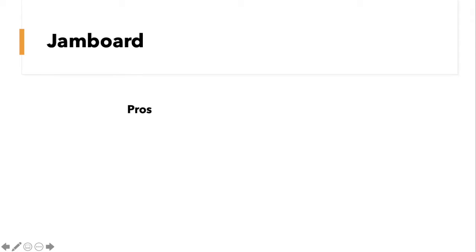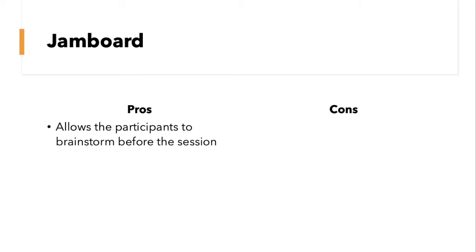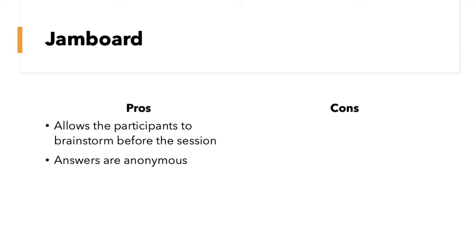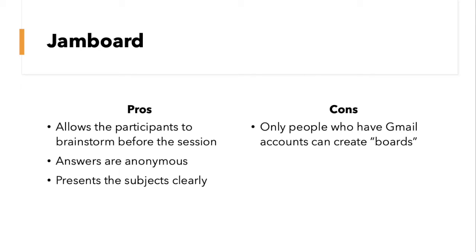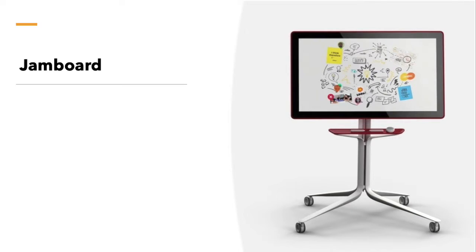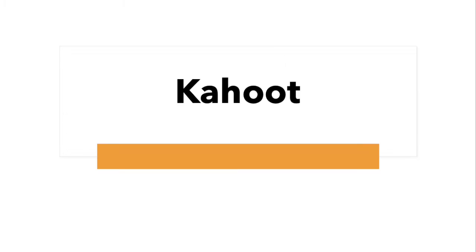Let's start with the pros and cons of Jamboard. First of all, it allows the participants to brainstorm and prepare before the session. Their answers are anonymous, and also they can present the subject clearly because of the colors and sticky notes. On another hand, only people who have Gmail accounts can create Jamboards, and it's hard to follow up with the participants to know if they answered the questions or not. The ideal use of this tool is before the presentation, and its level of complexity is medium.